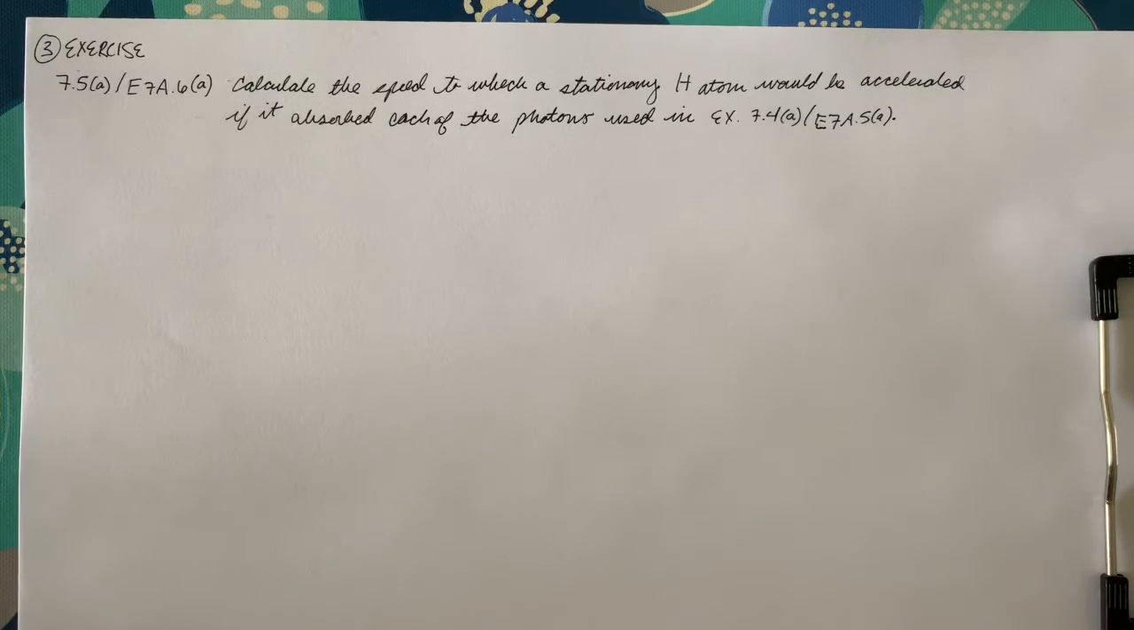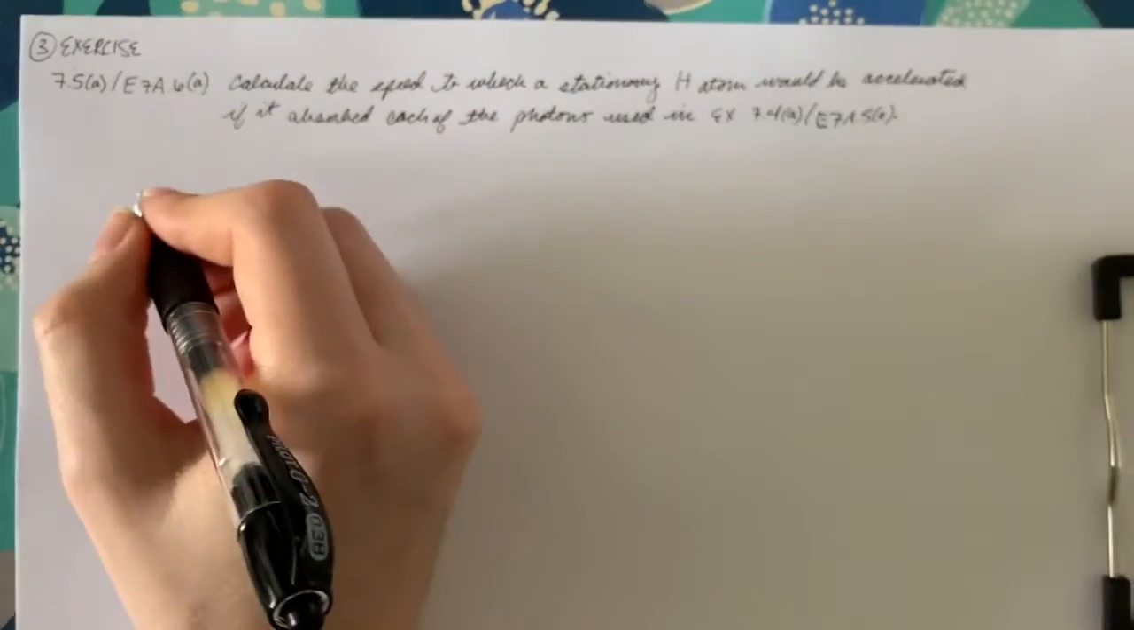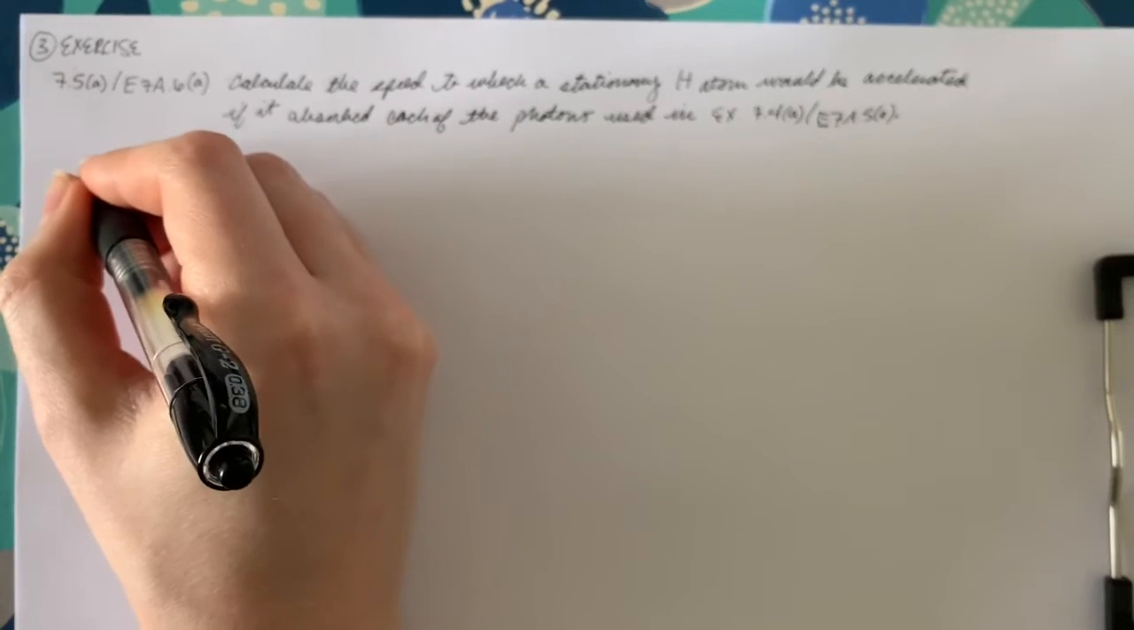Hi everyone. In this video, we're going to be looking at homework 1, problem number 3. Calculate the speed to which a stationary hydrogen atom would be accelerated if it absorbed each of the photons used in the previous exercise. So, the goal here, I can start off by writing that.